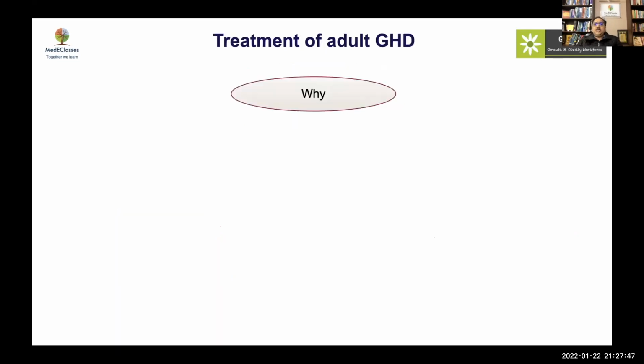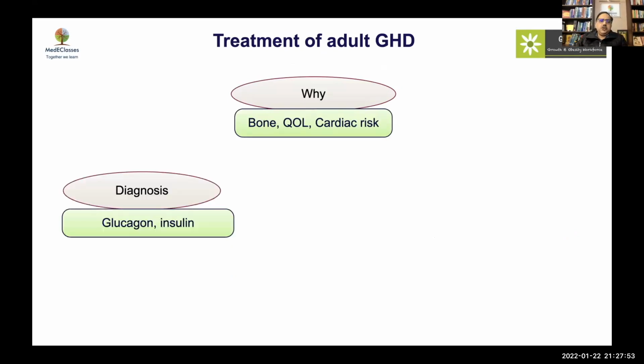What about adult GHD? The main treatment is mostly for bones, quality of life, and cardiac risk. It should be considered only after a formal stimulation using glucagon and insulin. Clonidine is not recommended in that age group. The level cutoff is stricter. So we talked about 5 to 10 as partial GHD in children, less than 5 as complete GHD for children and adolescents. For adults, the cutoff is less than 3.